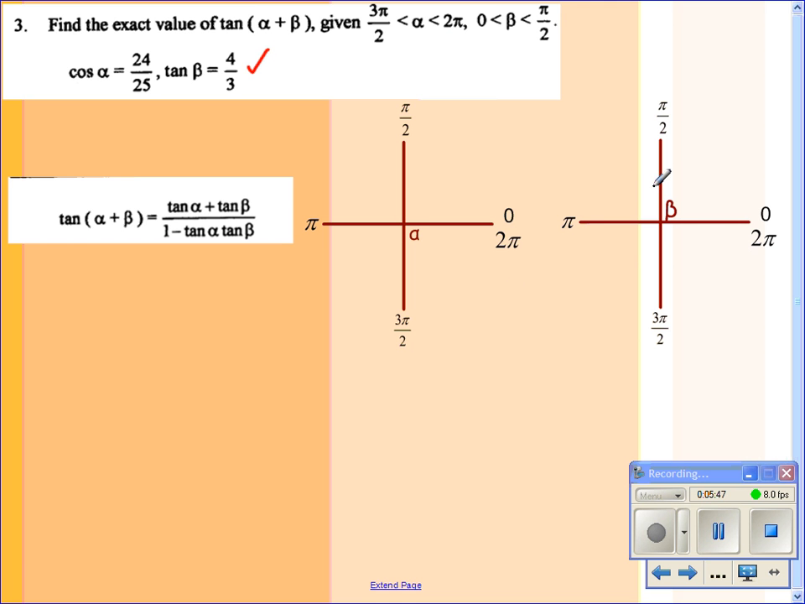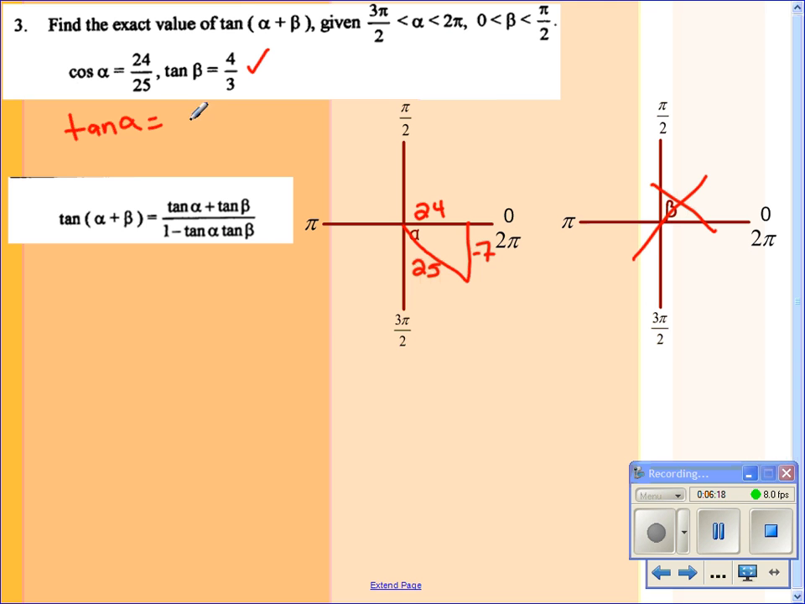So we won't need to create a triangle over here, but we do need to create a triangle in the fourth quadrant for alpha. So we know the cosine of alpha is 24/25, so we mark that 24/25. And using our Pythagorean triples, we know that our missing side is -7. Negative because the y value is negative in the fourth quadrant.